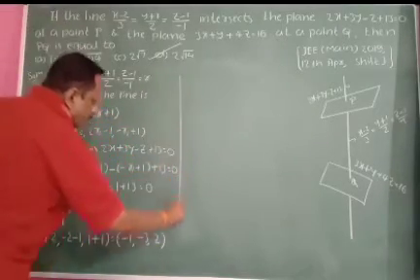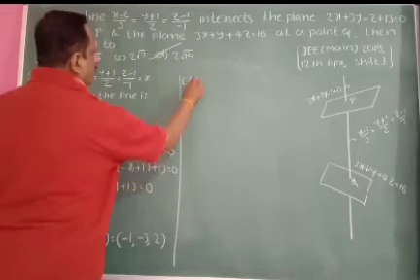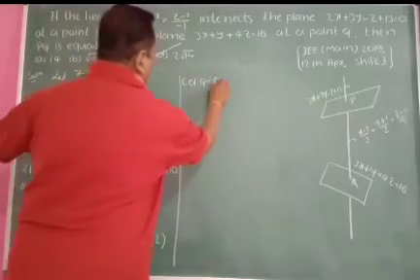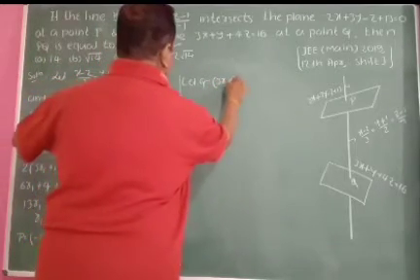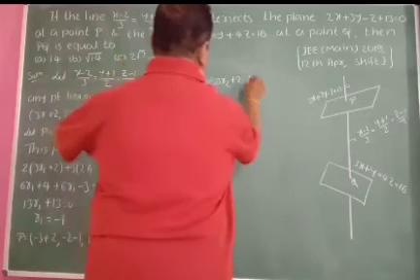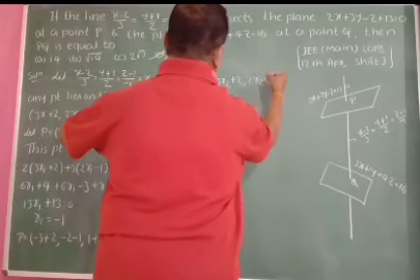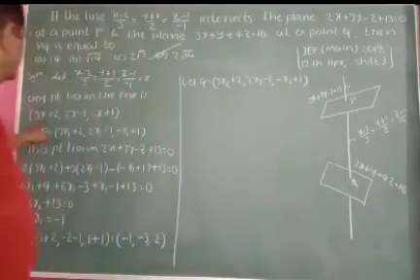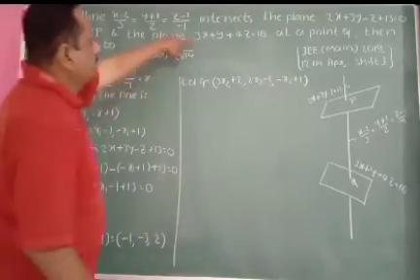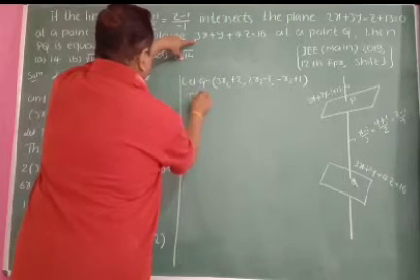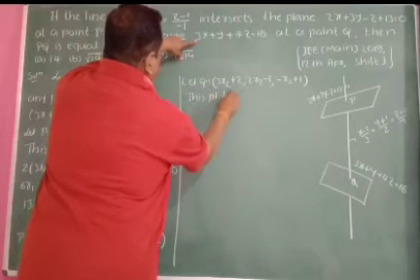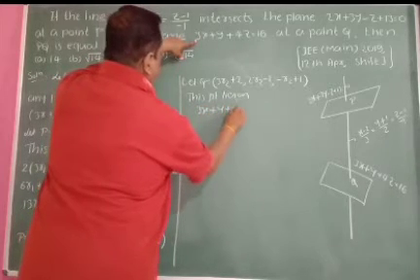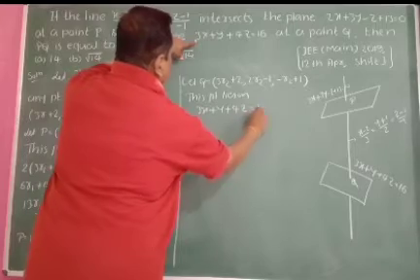Similarly, let Q be, replacing r by r2, (3r2 plus 2, 2r2 minus 1, minus r2 plus 1). Just replace r by r2. This point lies on the plane 3x plus y plus 4z equal to 16.